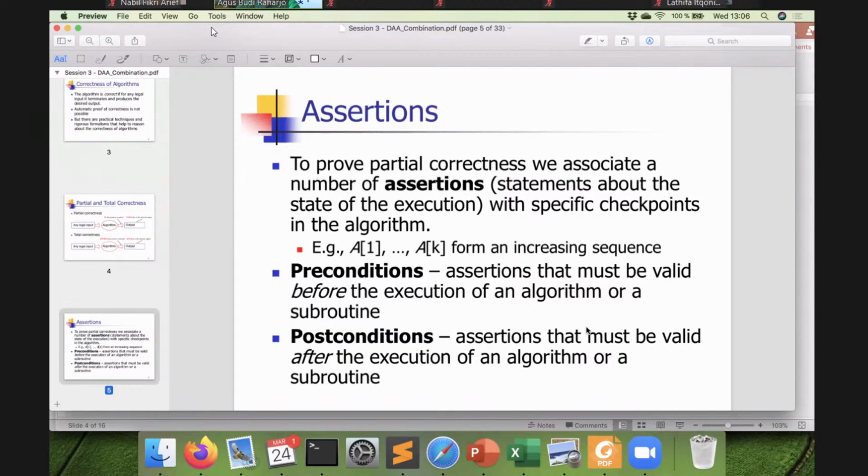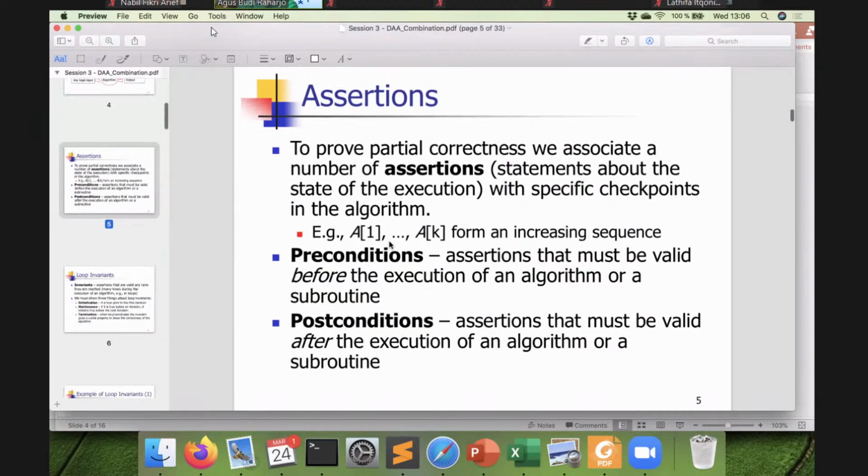For the precondition, the assertion must be valid before the execution of an algorithm or a subroutine. So whether it is the whole algorithm or a small sub-process in the algorithm, it has to be correct. It has to be valid. And the postcondition is an assertion that must be valid after execution of the algorithm. It's the basic idea. Okay.